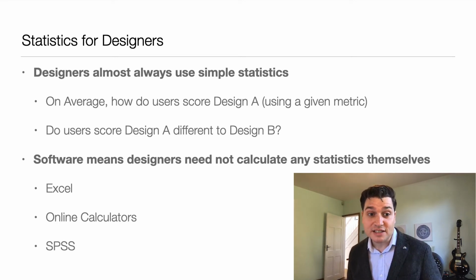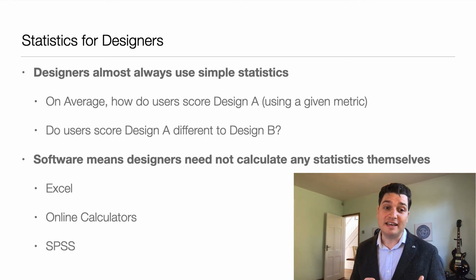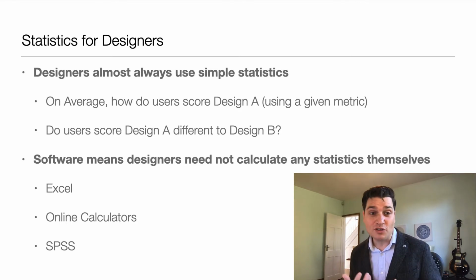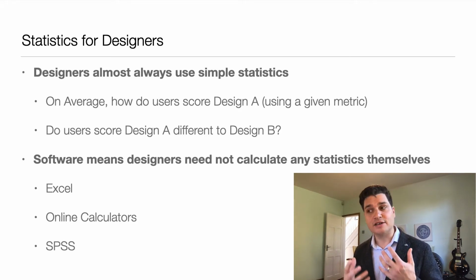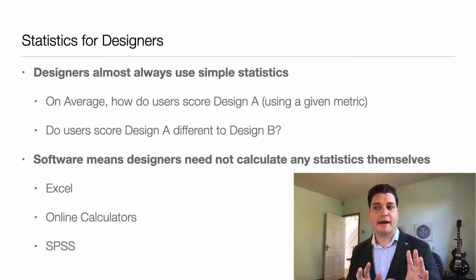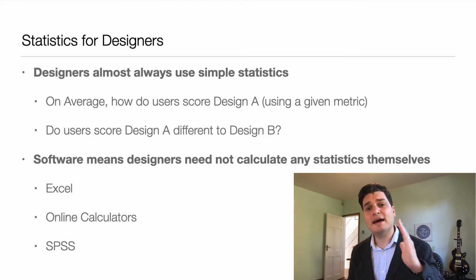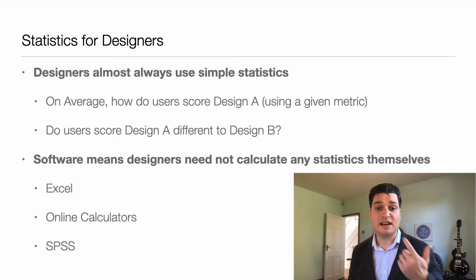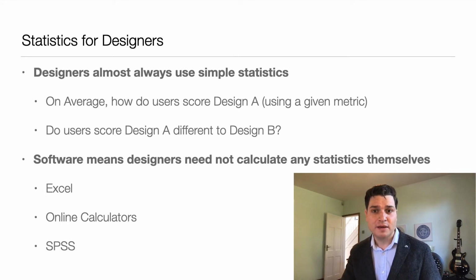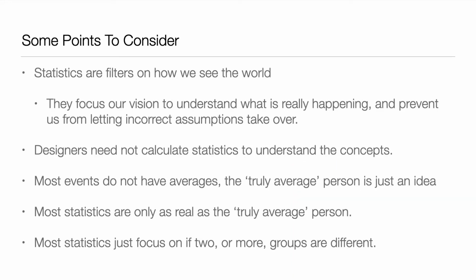To achieve this, we only need simple software. So Excel and online calculators are your best friends. Now, you might go further and start using software called SPSS, maybe something like R or SAS, but that's unlikely. You can get by on everything you need as a designer using just Excel and simple online calculators, which is why we're going to focus on that today. But we do have to take some points to consider.